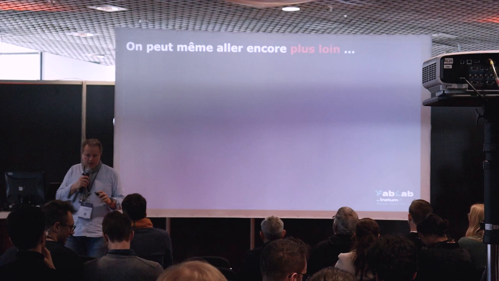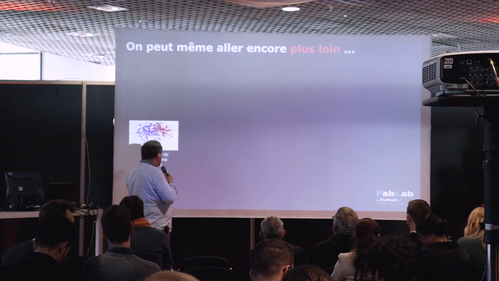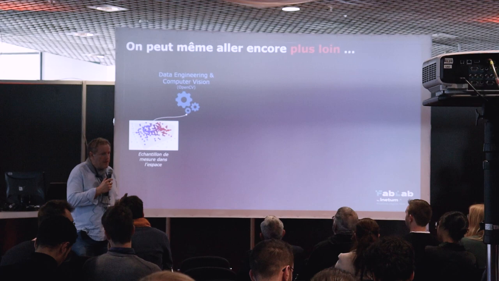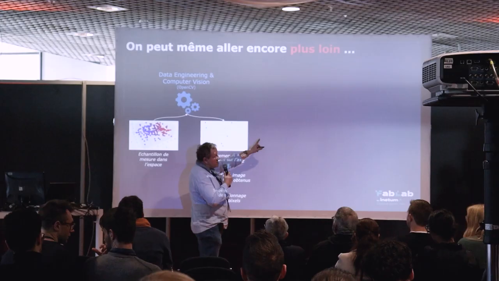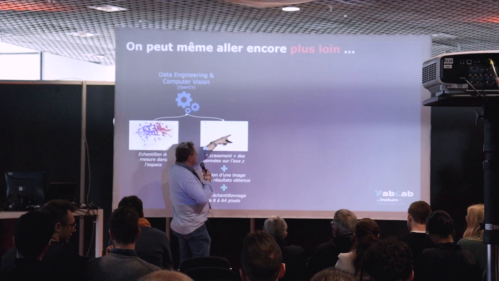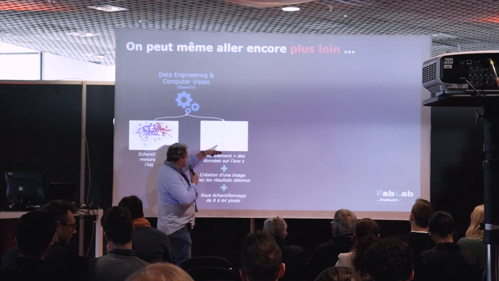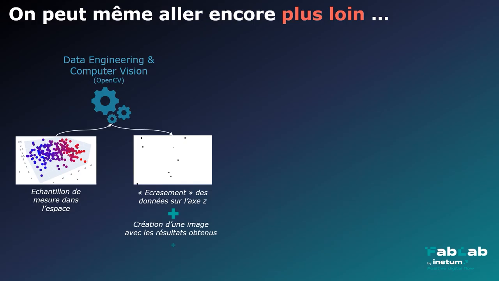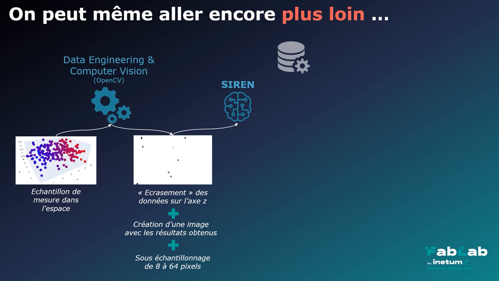Okay, we can go further by avoiding some steps using SIRENs. I don't know if you know the SIREN model. It's a very advanced model which can predict a picture with only some pixels. It's like inpainting, but not with zones. It's inpainting by a random distribution of pixels. So the idea of a SIREN is that you put that kind of image as an entry, and it creates the picture you have seen before.